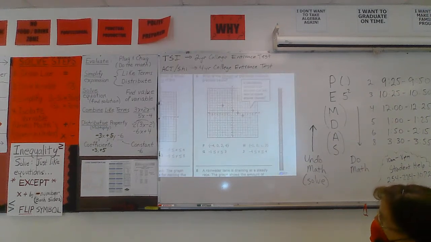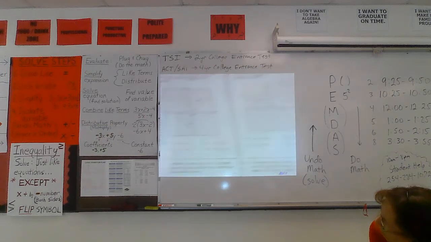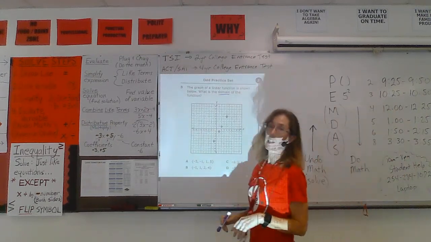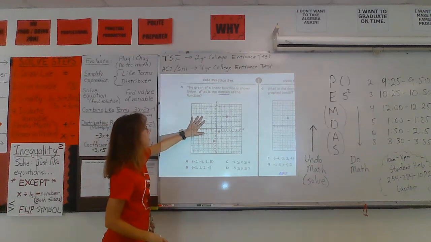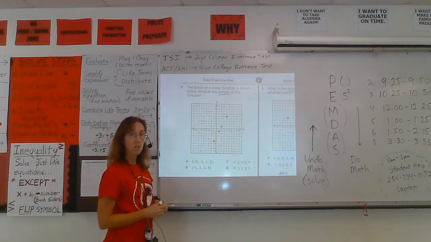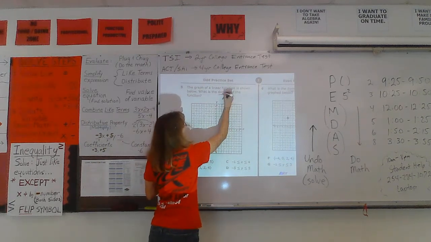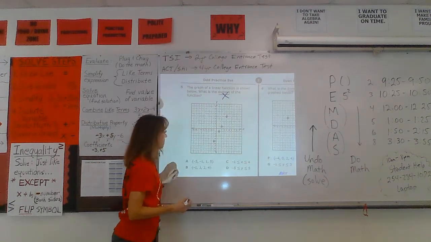So here on number 5, and I hope these are, is it number 6? Maybe no, it's number 5. I want 5. There we go. Again, they say the graph of a linear function is shown below. What is the domain of the function? So as soon as you see the word domain, I hope you write a big X here to remind yourself we are looking for the X's.